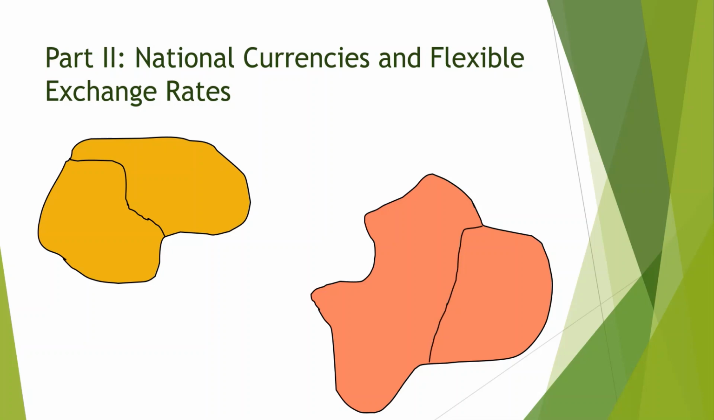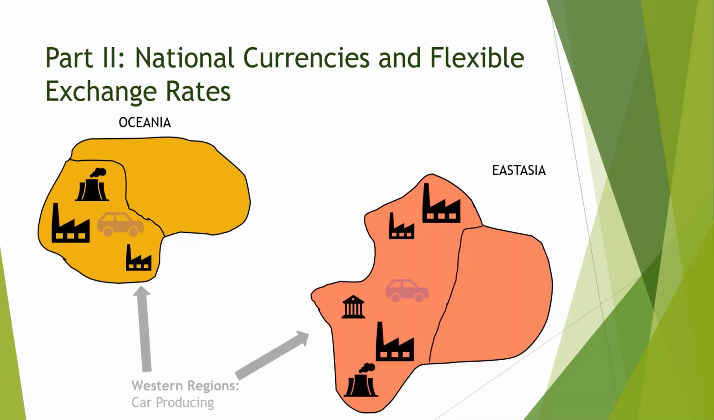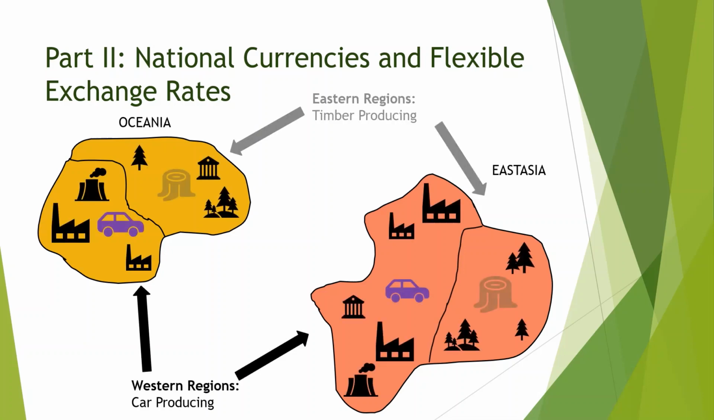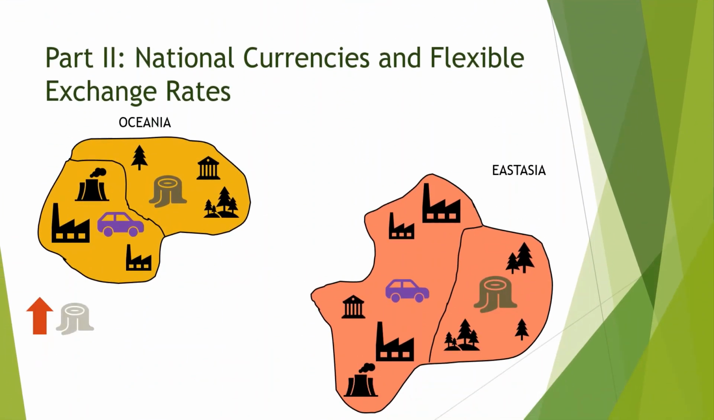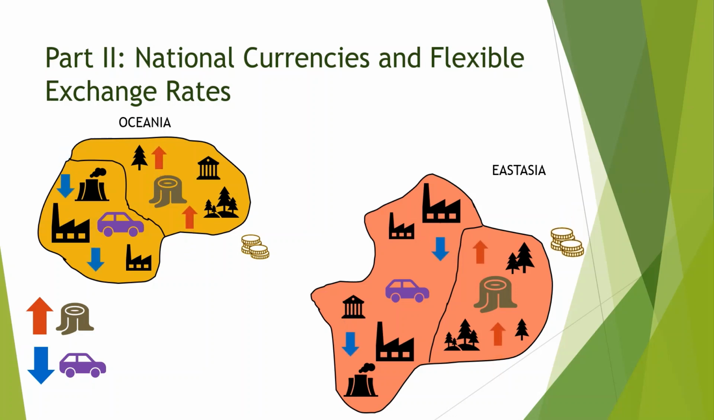Let's take again our example of Oceania and East Asia and split each country into two regions, a western region that's car producing and an eastern region that's timber producing. Now let's imagine there's an increase in demand for lumber products and a decrease in demand for car products. Money will flow from the western regions to the eastern regions. There will be an inflationary bias in the eastern surplus regions and a deflationary bias in the western deficit regions.